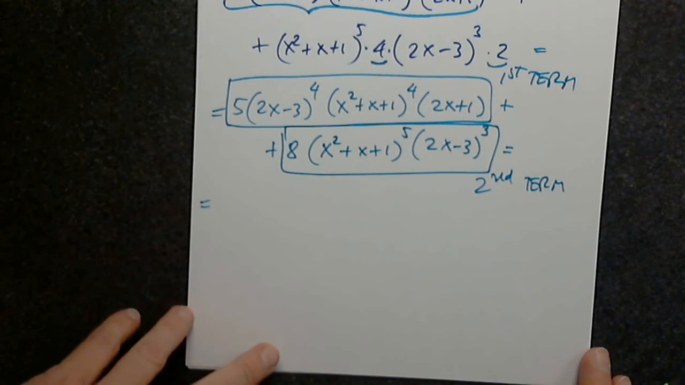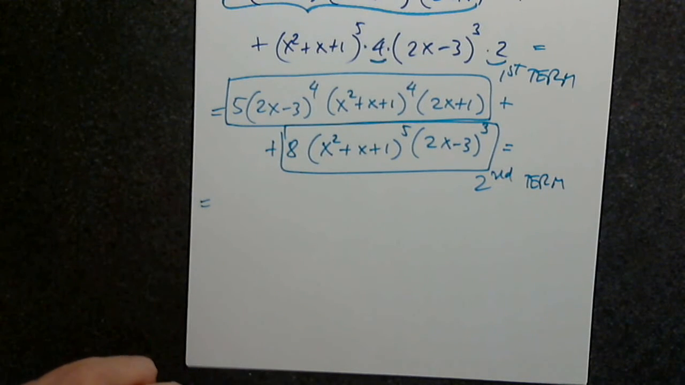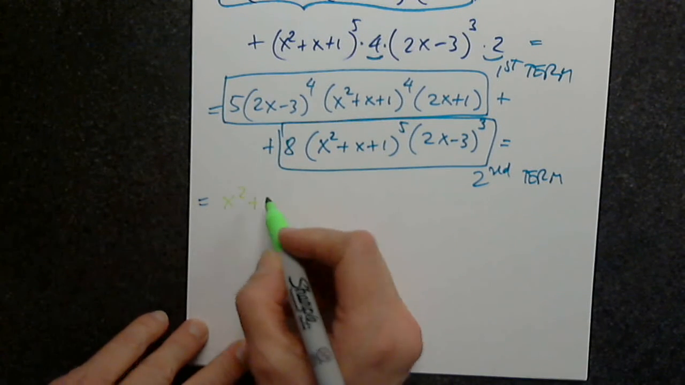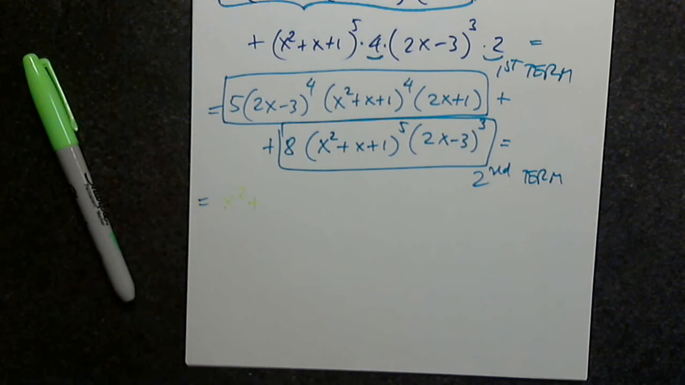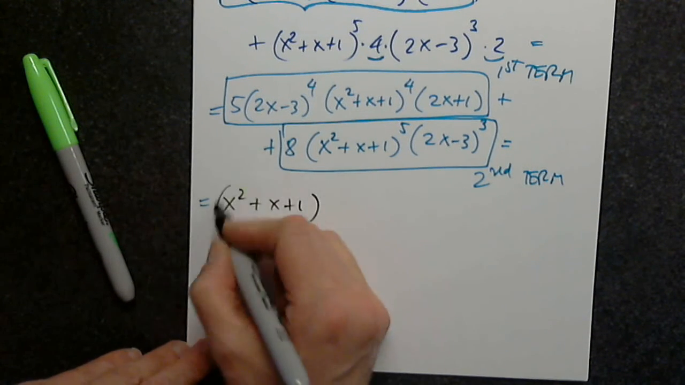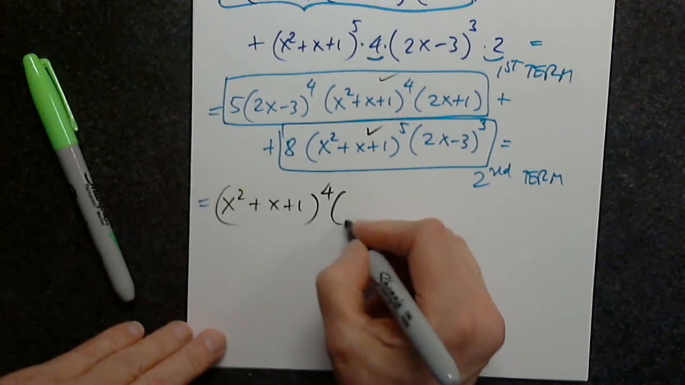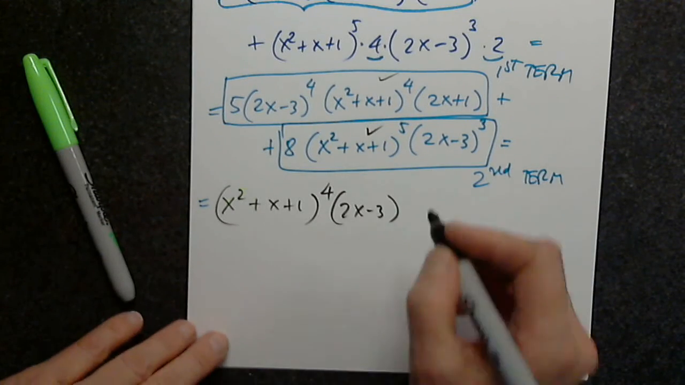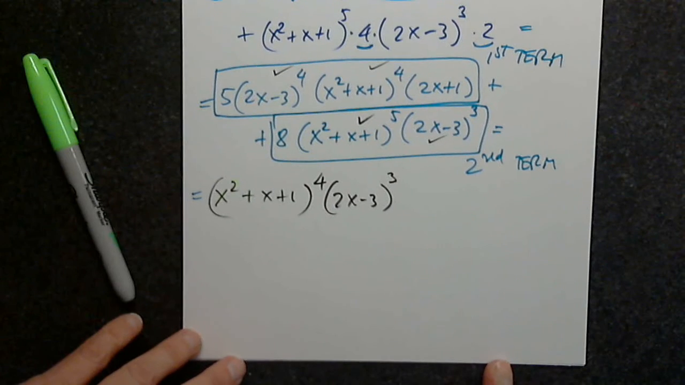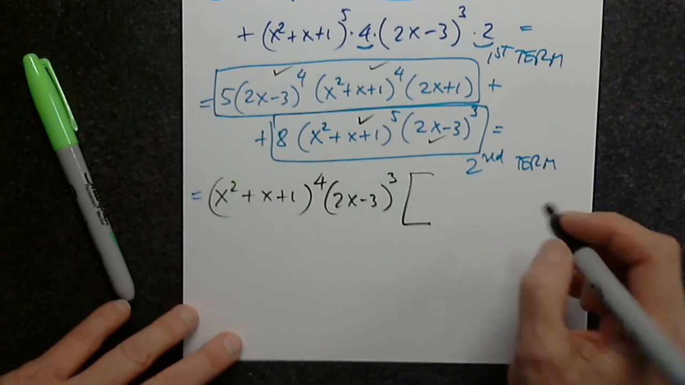Okay, now I see that these two terms have some factors in common. Can anyone name one? X squared plus x plus 1. Yes. The order is not important, but x squared plus x plus 1 is a common factor to both terms. Do you agree? Yes. Can you tell me which power will come out? 4. Indeed, the smallest of the two. Excellent. Is there any other common factor in both terms? 2x minus 3. Very good. Can anyone tell us the power? Very good. Excellent. Is there anything else? No. Very good.